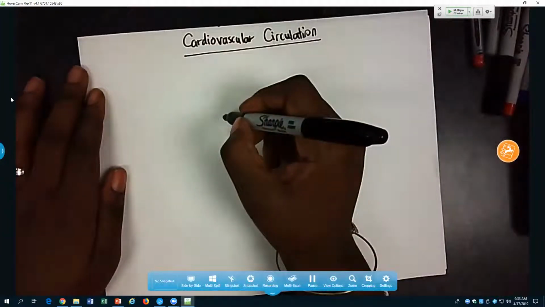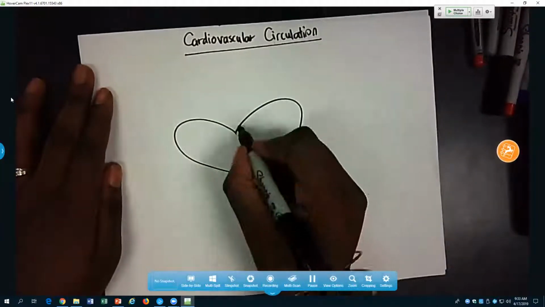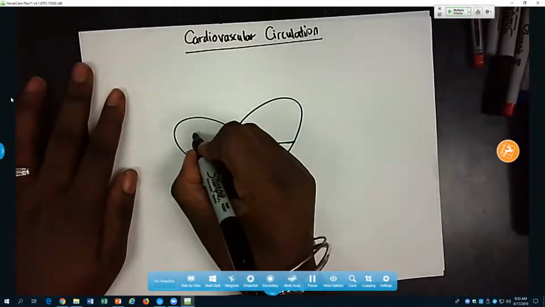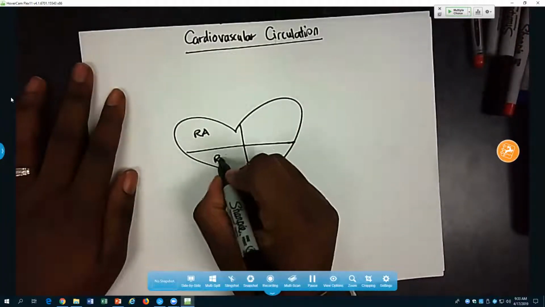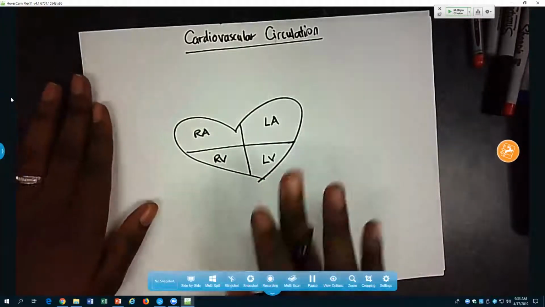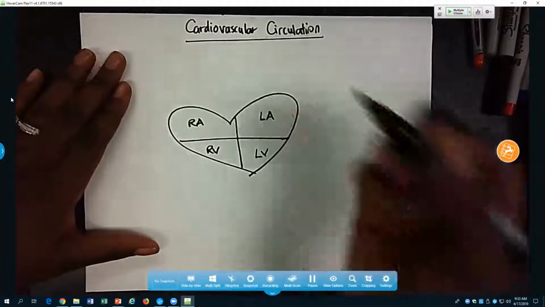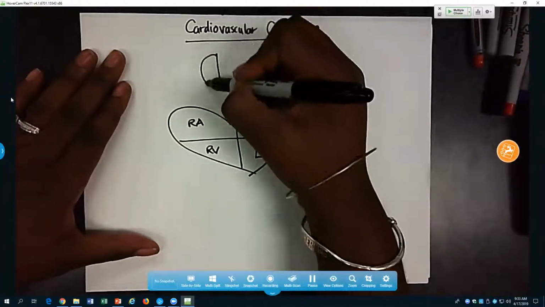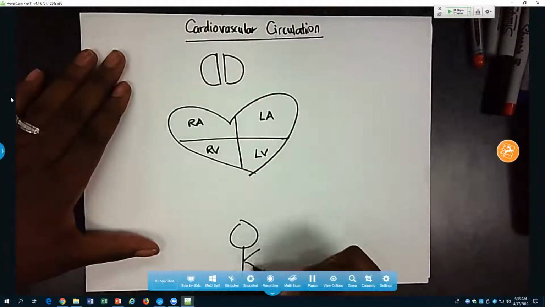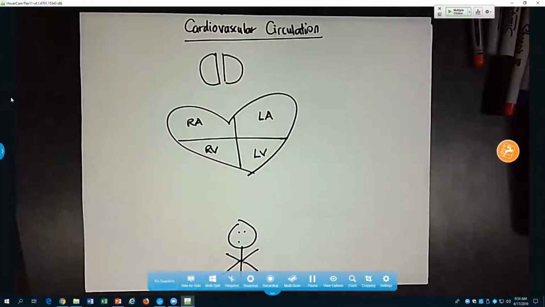Okay, so when you look at the cardiovascular system, we have the heart in the middle, which is not actually shaped like this, but for simplicity, we're going to draw it like this. We have our right atrium, right ventricle, left atrium, and left ventricle. So left side of the heart, right side of the heart. Now we also have our lungs, which is the pulmonary circulation. And we have our body, other tissues and organs that require oxygen and nutrients.